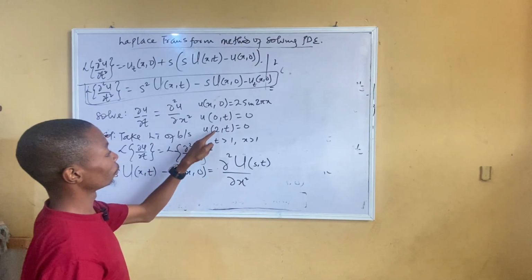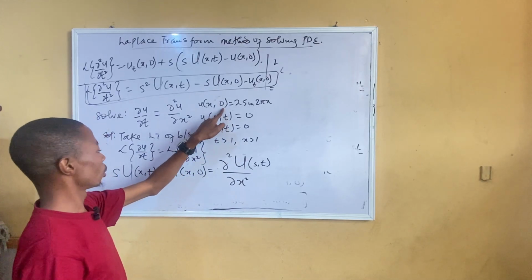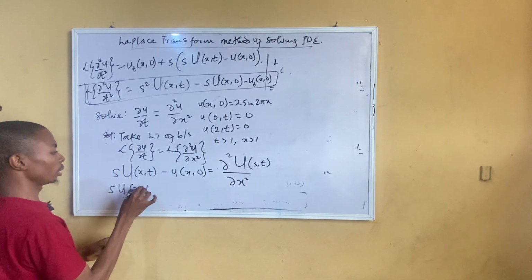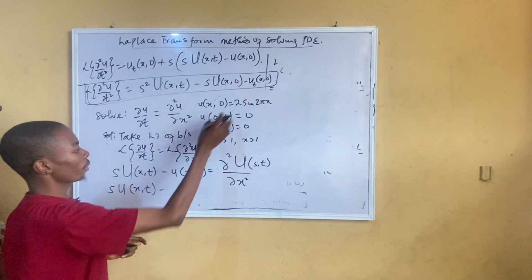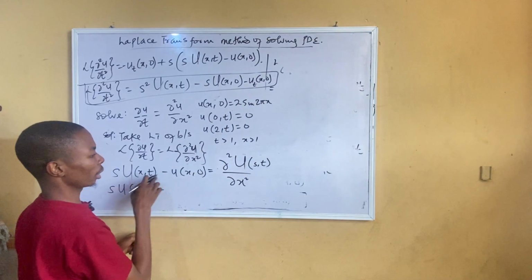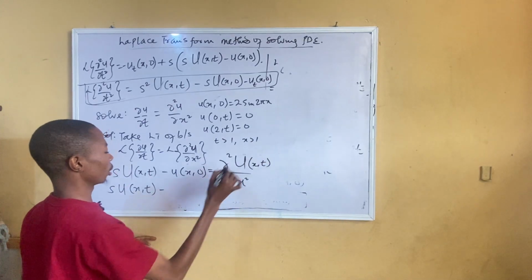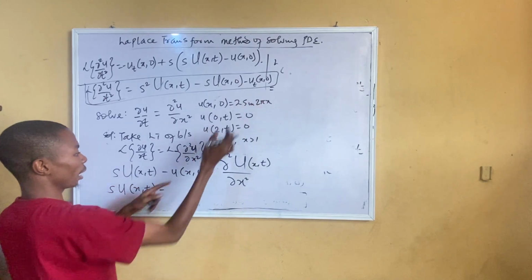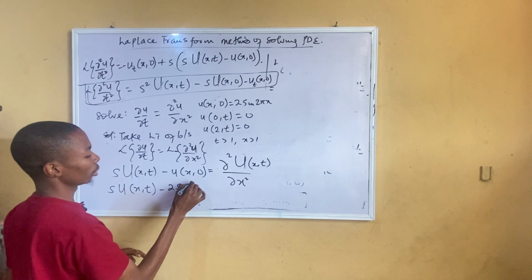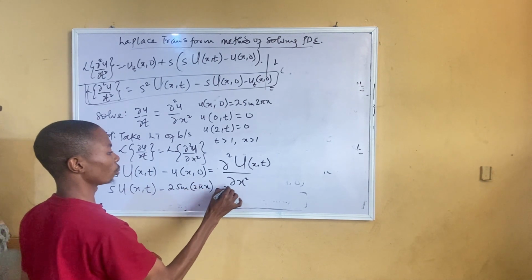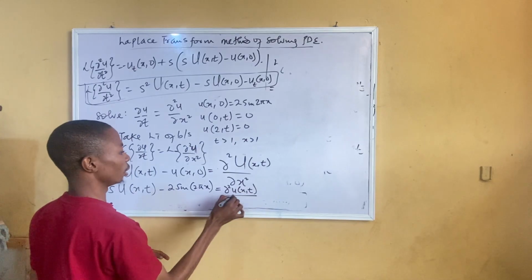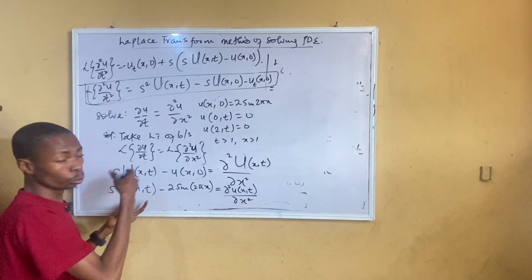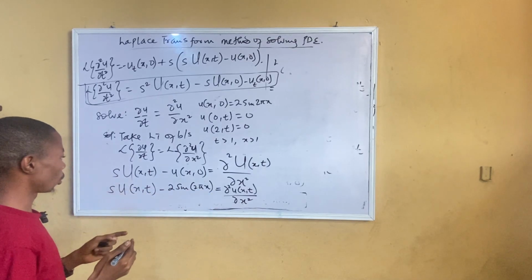u(x,0) is what? 2 sin 2πx. So we are going to have s U(x,t) minus u(x,0). Since I'm using x here, I have to change this to x. I'm using the same variable here. So this, 2 sin 2πx, is u(x,0). So s U minus 2 sin 2πx equals d²U(x,t)/dx². But for the sake of convenience, you can leave U(x,t) and just write U, so that we will not confuse ourselves.